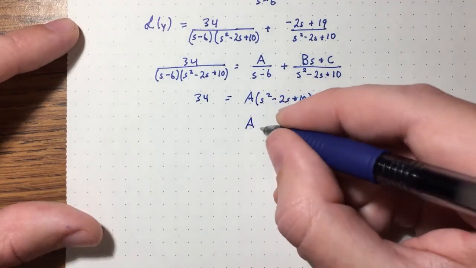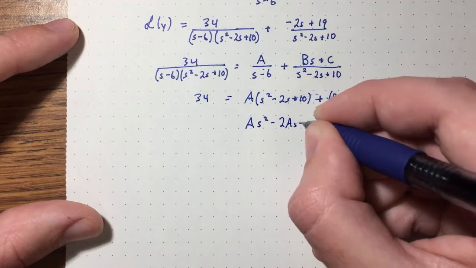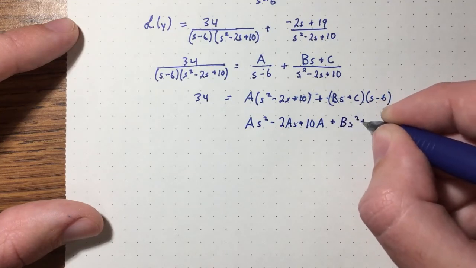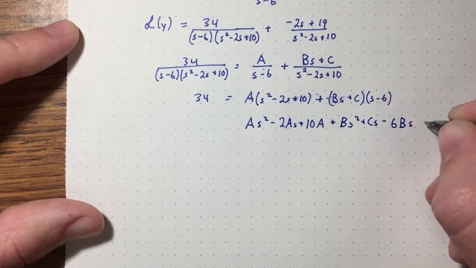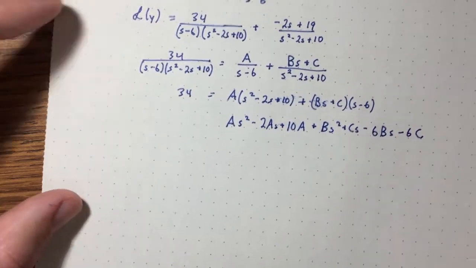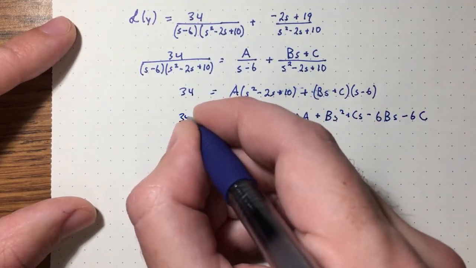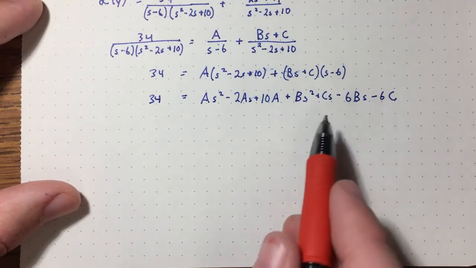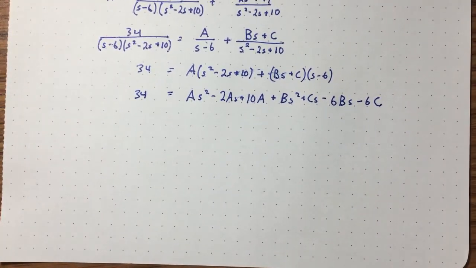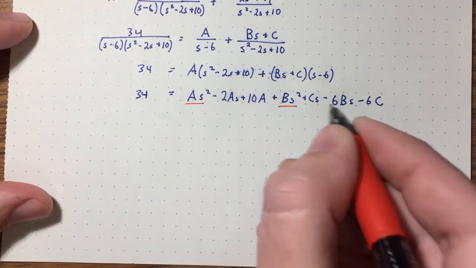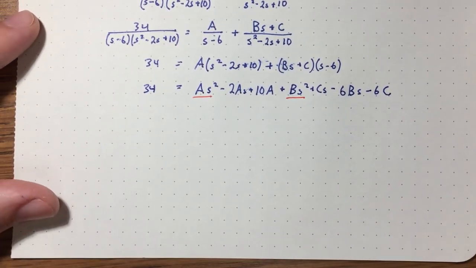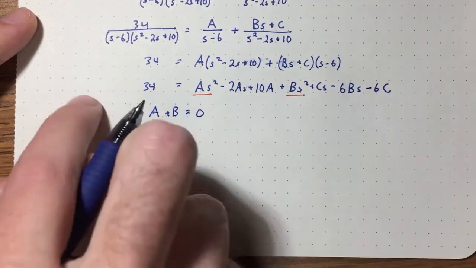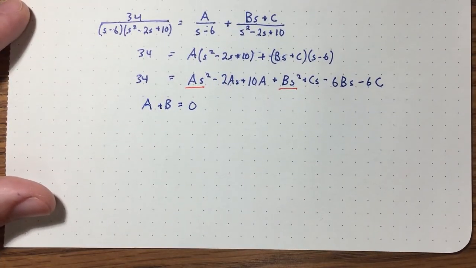Well, let's go ahead and expand this all out. So we get as squared minus 2as plus 10a plus bs squared plus cs minus 6bs minus 6c, right? I want that to equal 34. And don't be scared of this part, because it looks like we just have one equation and three unknowns, a, b, and c. But actually we have three equations here, because the s squared terms have to be the same on both sides. So a plus b has to be 0, because there's no s squared term over there. Right? So these two just have to cancel.